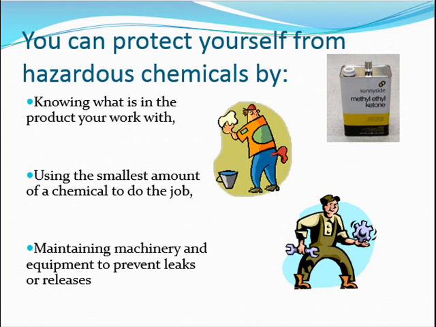You can protect yourself from hazardous chemicals by knowing what is in the product you are working with, using the smallest amount of chemical to do the job, and maintaining machinery and equipment to prevent leaks or releases. When using chemicals, more is not always better. Smaller amounts mean less goes into the air, less is spilled, and less is splashed. Equipment needs to be maintained to prevent or minimize leaks or releases of chemicals into the work area.